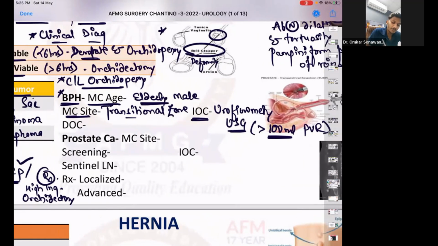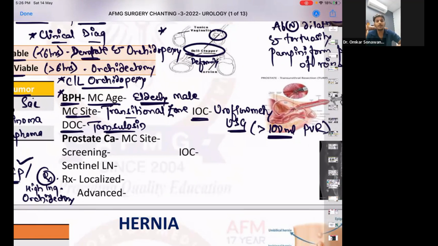What is the drug of choice for BPH? I hope all of you are quite aware now. We have discussed pharma. Very good, it is tamsulosin. The drug of choice for BPH is tamsulosin. It belongs to which group? Either tamsulosin or silodosin.